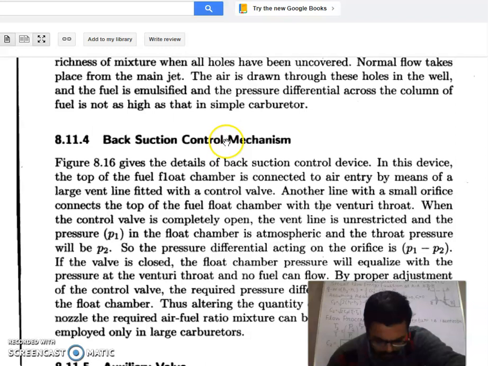So this is up to here about these devices, your emulsion tube. The main purpose of this emulsion tube is to supply less fuel with increasing speed, as we had discussed earlier.